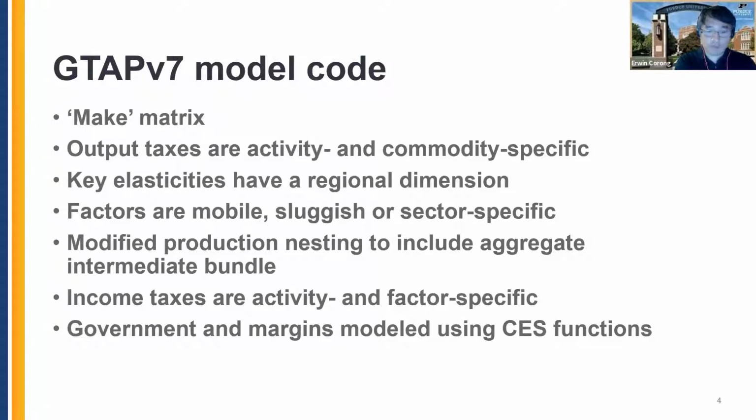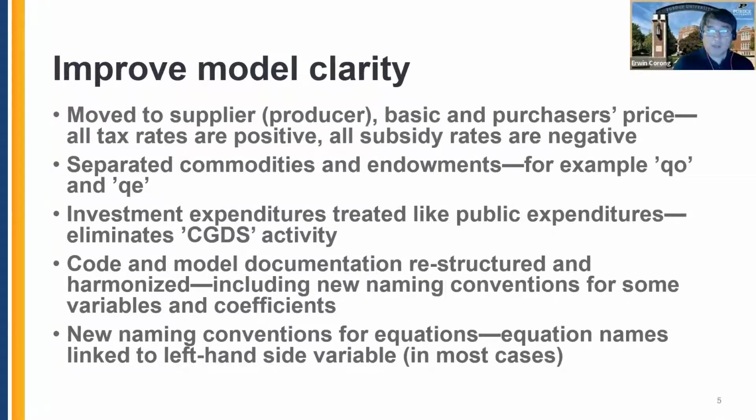We also added CES functions for government and margins instead of the previous Cobb-Douglas implementation, although we're still using a Cobb-Douglas parameter, so that this CES function goes back to Cobb-Douglas, but it's possible to change the elasticity to make it into a CES.